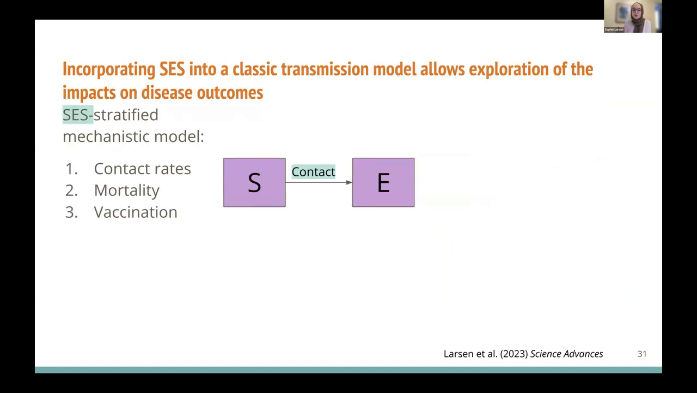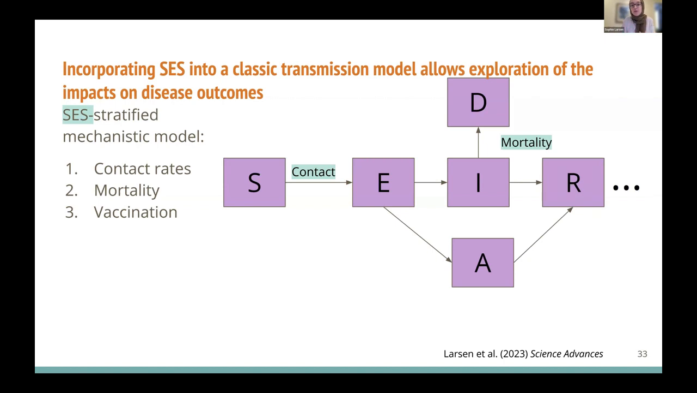And so we wanted to understand what is the impact of these different trends, both the SES disparity in vaccination, but also these clusters that we weren't expecting to uncover. What is the influence on the disease dynamics? And so we incorporated socioeconomic status into a classic transmission model to try to explore the impacts. So this is a model where susceptibles can become exposed through contact, which is stratified by socioeconomic status. Once exposed, they become either infected with symptoms or they can become asymptomatic.